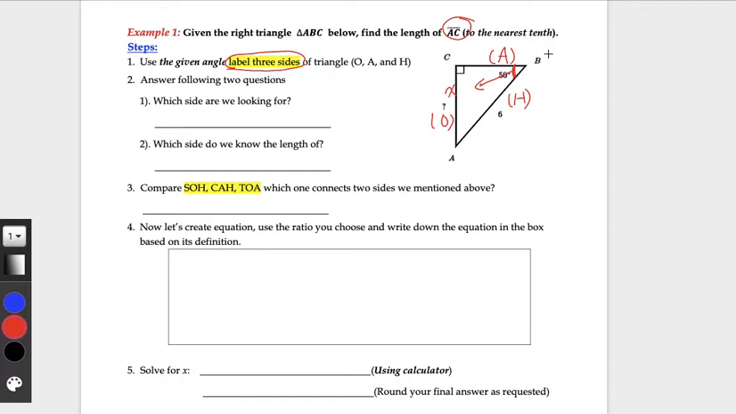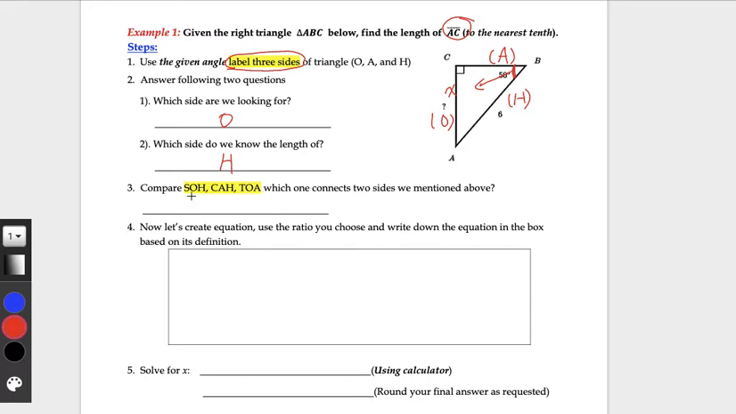Next are very important questions we are going to ask ourselves to set up the equation. First, which side are we looking for? We know this side AC is the one we are looking for, and this one is opposite. So the opposite is the one we are looking for. And which side do we know the length of? We know AB, which is the hypotenuse.